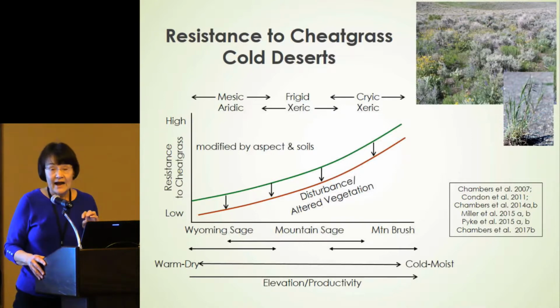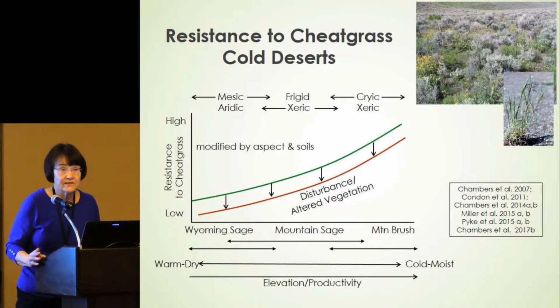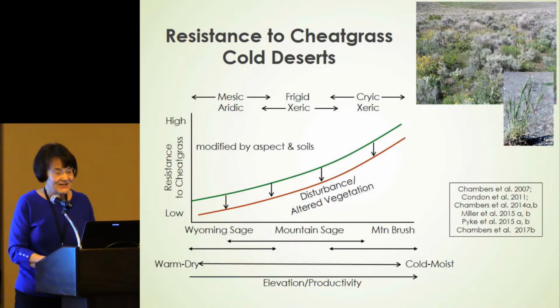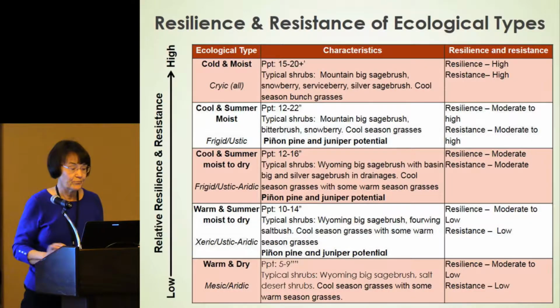Also, those higher elevation systems are more productive, so the communities are more competitive with our invasive annual species in general. Now, disturbances that either increase resource availability or decrease those perennial herbaceous species in these communities can significantly decrease the resistance to cheatgrass in these systems.